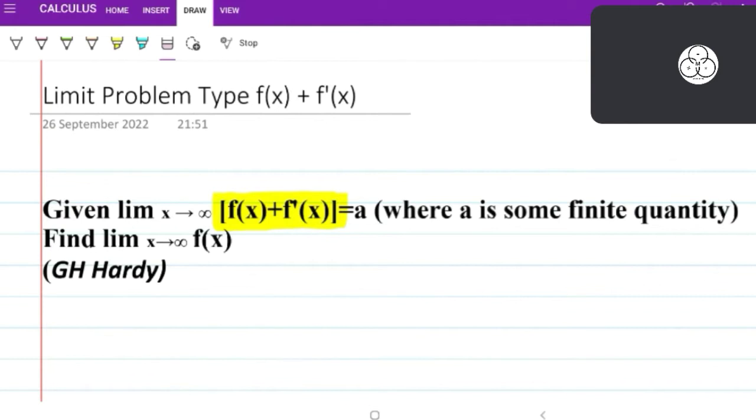So what's the funda of this problem? The funda is very simple and clear. See, if we write e to the power x times f of x as a function, say h of x, this is the motivation of the problem.